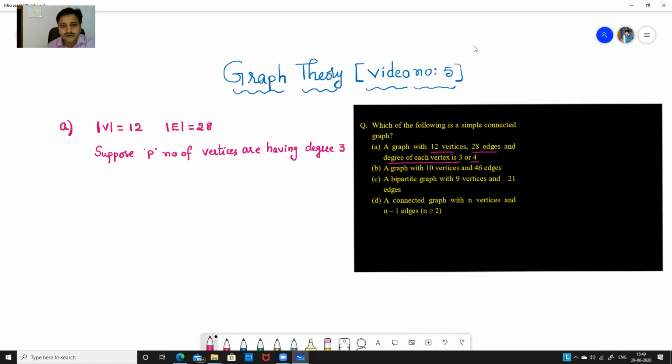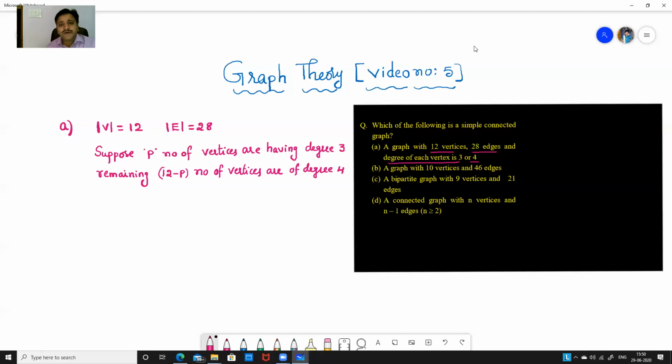Then out of 12 vertices, P vertices are completed, and the remaining 12 minus P vertices are of degree 4.